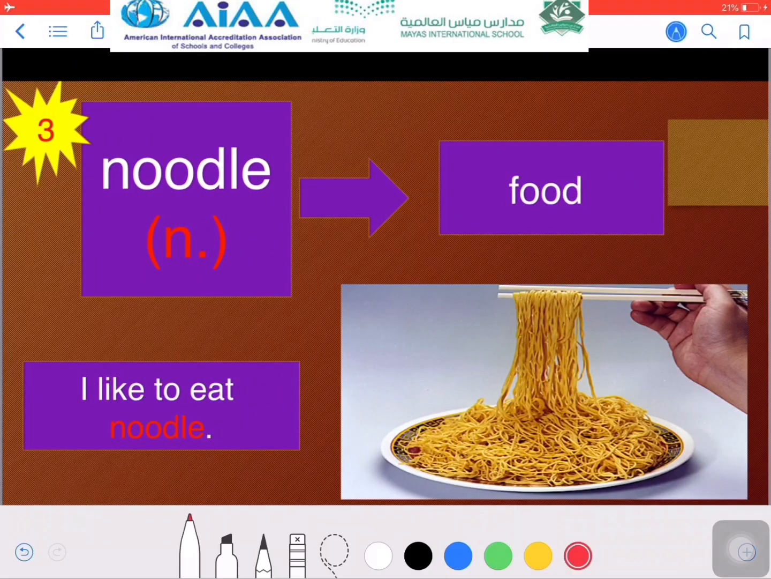Noodle. Can you see? Sometimes you say it wrongly. Noodle. Like this, we cut this word because we have L-E. You took this before, right? So noodle. I like to eat noodle. Actually, indomie is also a type of noodles.